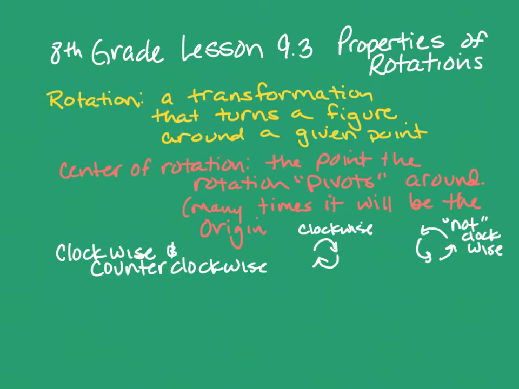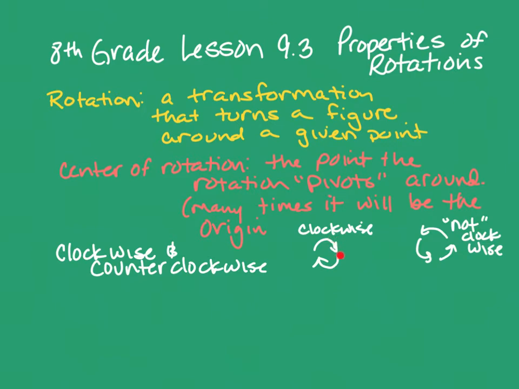So let's go ahead and take a look at some important vocabulary. Okay, so a rotation is a transformation that turns a figure around a given point, and that given point is called the center of rotation. That's the point that the object being rotated pivots around. Many times you'll hear them say it will pivot around the origin on your coordinate plane, the point where the two axes meet. And sometimes they'll tell you to rotate it clockwise, and sometimes counterclockwise.